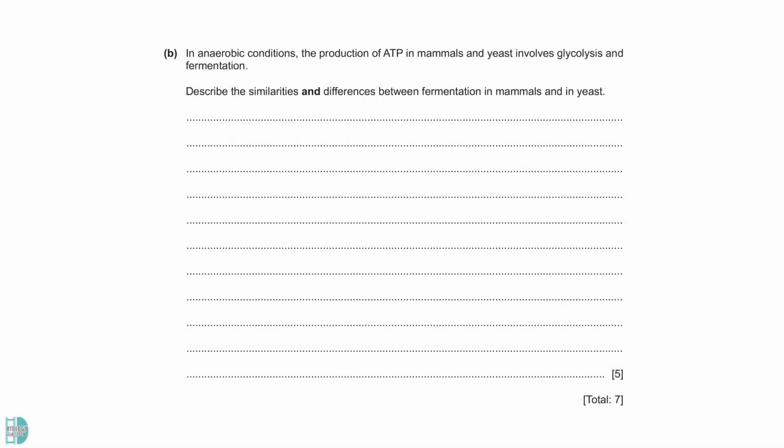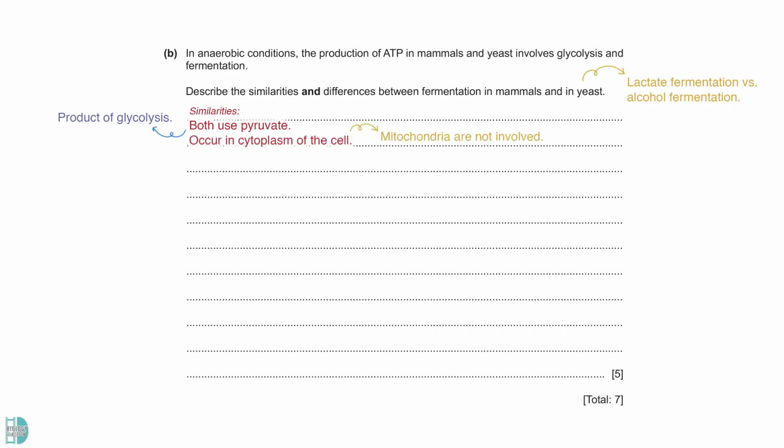B. Describe the similarities and differences between fermentation in mammals and yeast. Fermentation in mammals refers to lactate fermentation, while in yeast it is alcohol fermentation. In both cases, the pyruvate that is produced from glycolysis is used. The reaction occurs in the cytoplasm as mitochondria are not involved in anaerobic respiration.